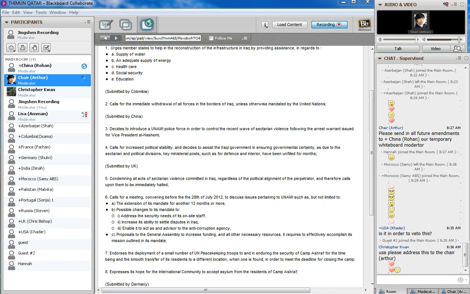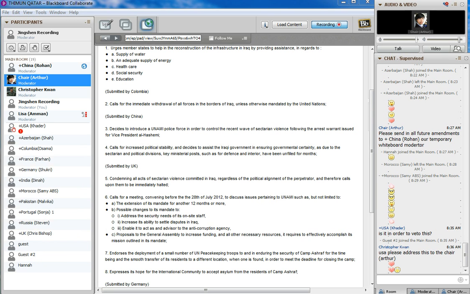We will now move back into open debate on the resolution as a whole. Are there any delegates that wish to speak on the resolution as a whole? Delegate of USA, you've been recognized. Point of inquiry towards the chair. That is in order.